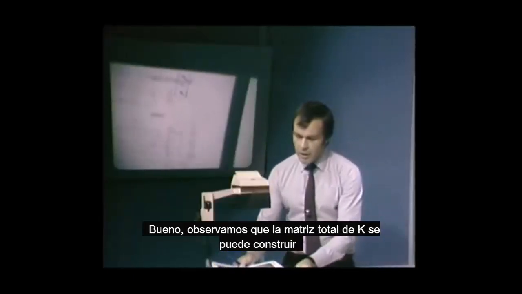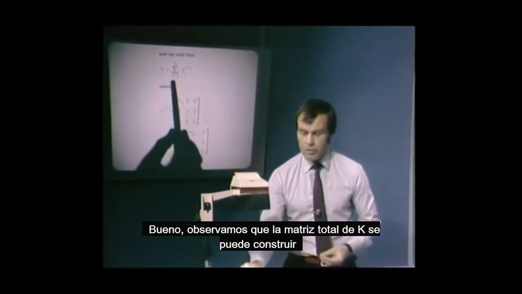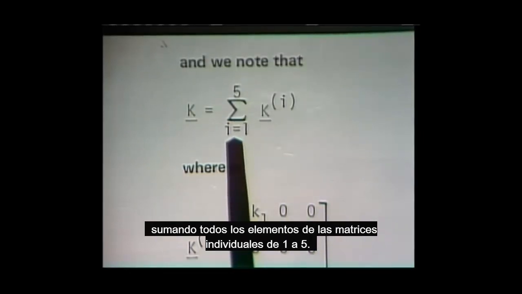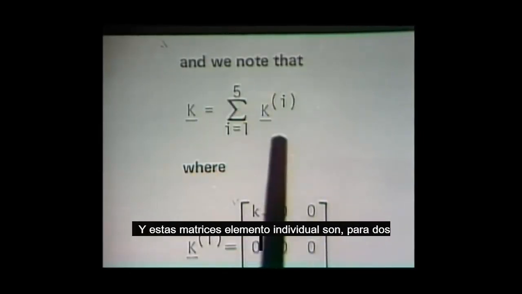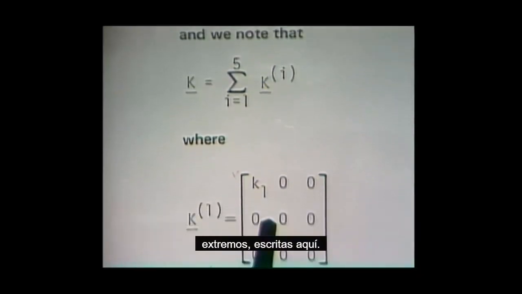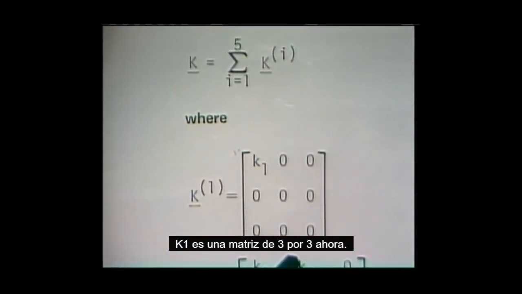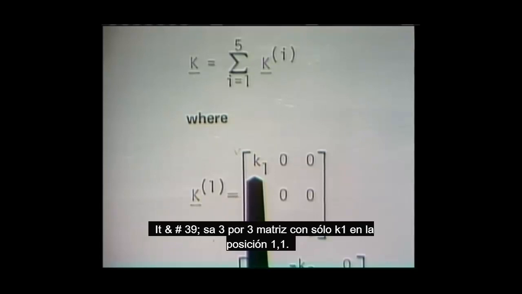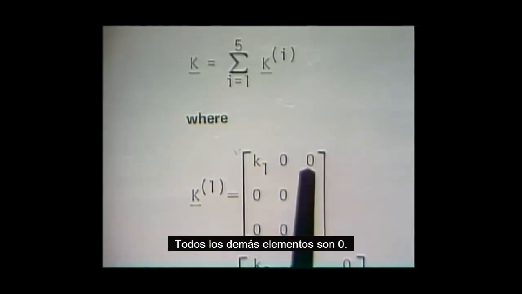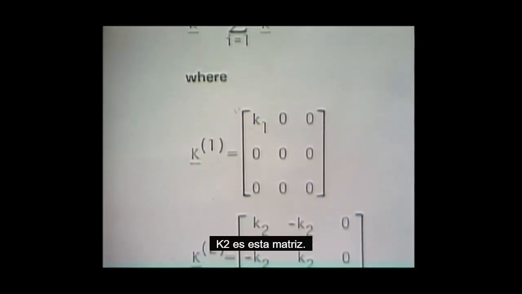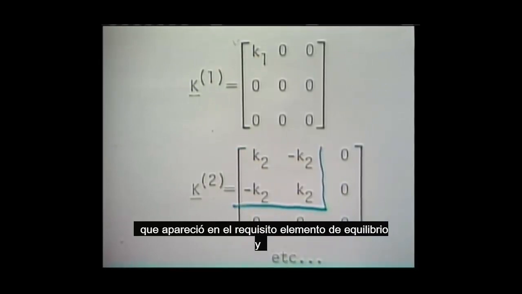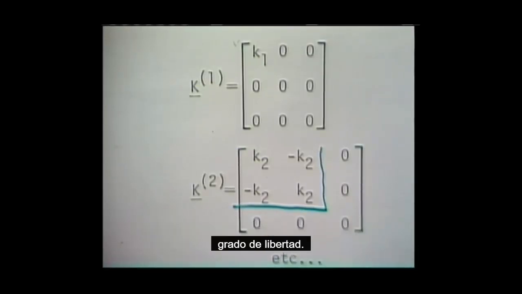We note that the total K matrix can be constructed by summing over the individual element matrices from 1 to 5, and these individual element matrices are for two springs written down here. K1 is a 3 by 3 matrix now, not a 1 by 1 or 2 by 2. It's a 3 by 3 matrix with just K1 in the 1, 1 position, all the other elements being 0. K2 is this matrix. What I have done is take the 2 by 2 matrix which appeared in the element equilibrium requirement and blow it up, filling zeros for the third degree of freedom.